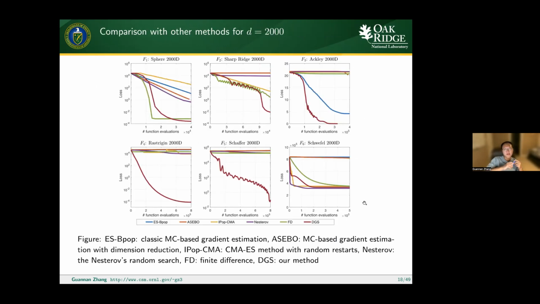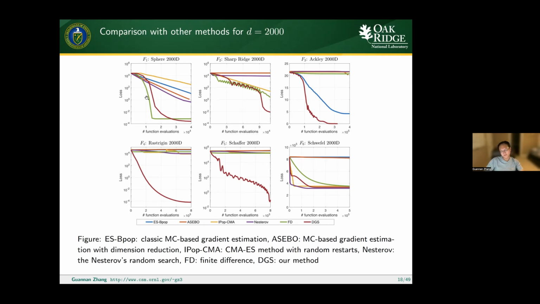Okay, here is the comparison of our method in 2000 dimensional space. For the sphere and the sharp ridge, we compare with several existing methods. For example, Nesterov, and also finite difference. We use finite difference to approximate the local gradient. You can view the finite difference as a local gradient descent. We also compare with some evolutionary algorithms called CMA-ES. The IPOP-CMA is a state-of-the-art version of the CMA-ES methods. And also the Monte Carlo-based gradient estimator, which we call ASEBO, with dimension reduction using active subspace.